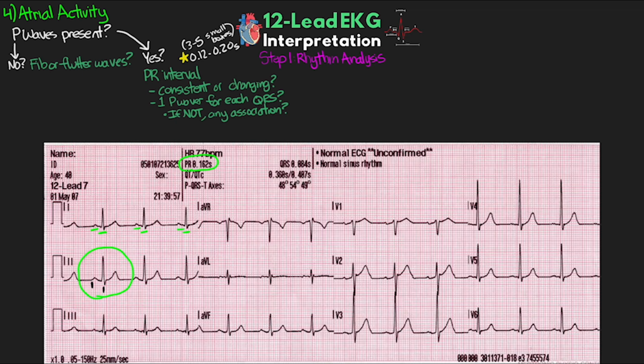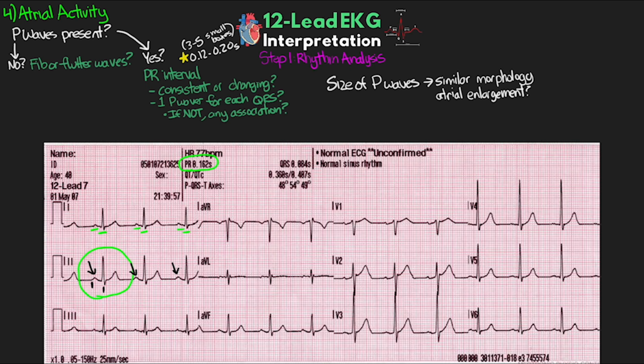Now then, we also want to look at the size of our P waves and determine whether they are similar in morphology, as well as if there's any atrial enlargement, which I may actually do a separate lesson on, just covering some of these atrial changes. Again, in our example here, all the P waves look the same in each respective lead.